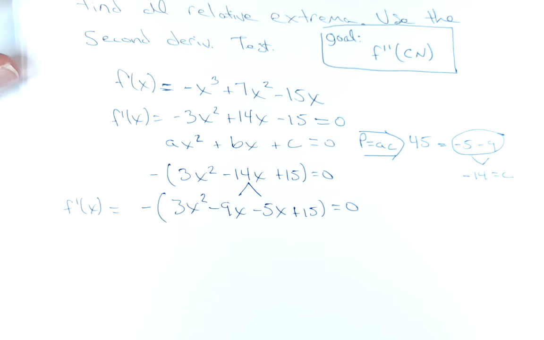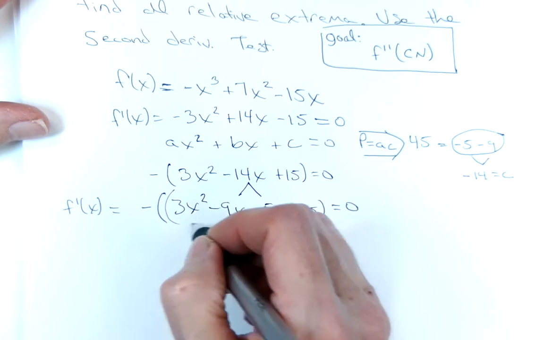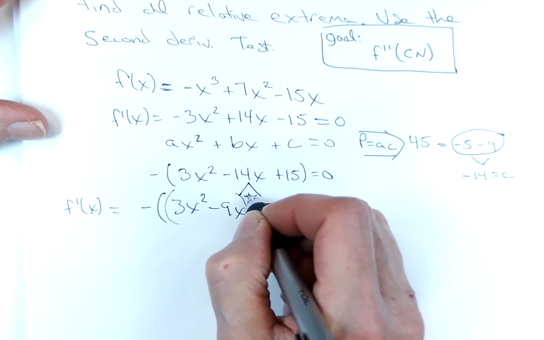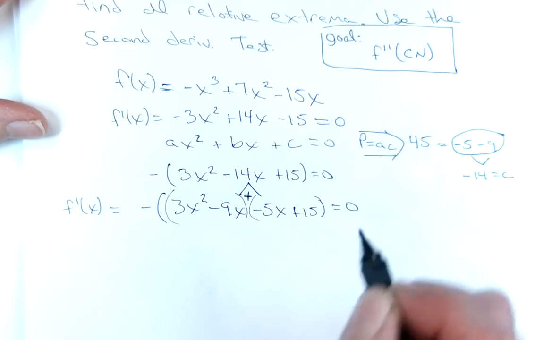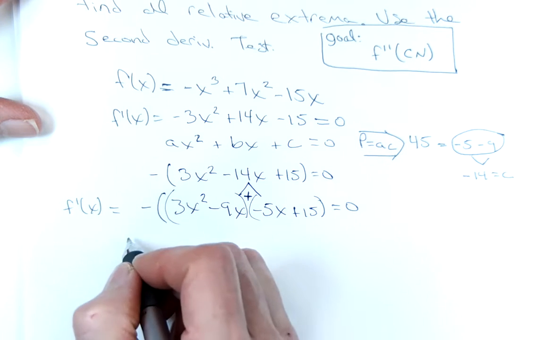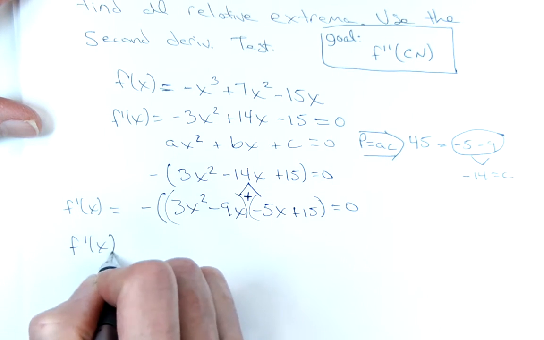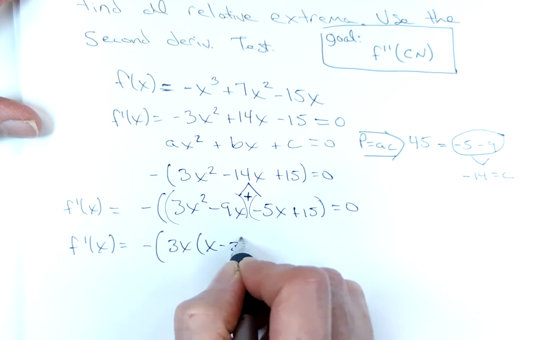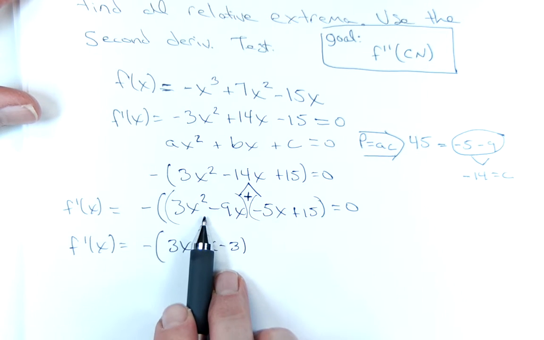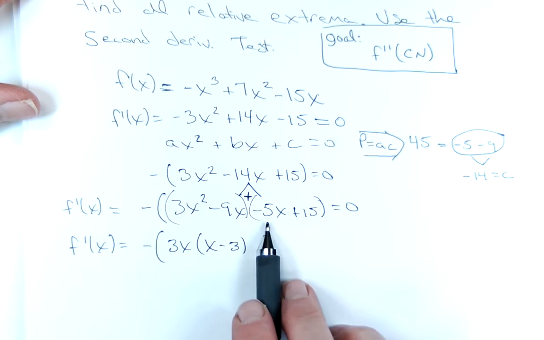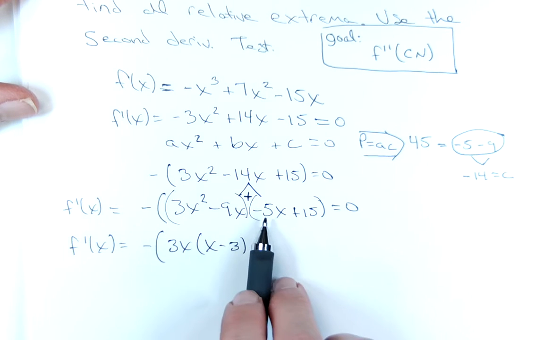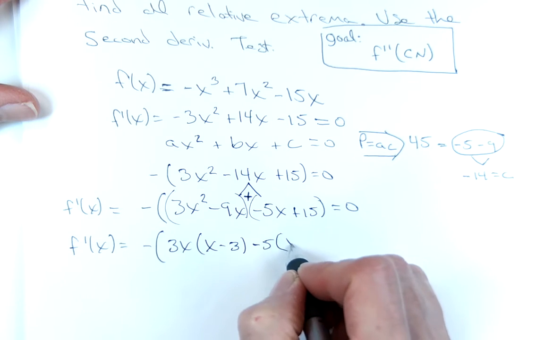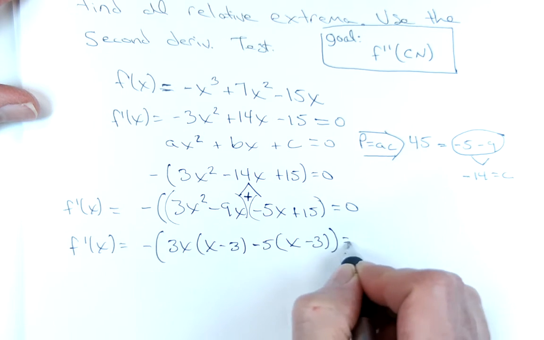And now that I have 4 terms, I can factor by grouping. So I'm going to group the first 2 terms, and I'm going to group the second 2 terms, and I'll just put a plus in there to make it not look like it's multiplication, because it's not. So we have f prime of x equals negative 3x times x minus 3, taking out the greatest common factor from the first 2 terms. And now I'll do the same thing, take out the greatest common factor from the second 2 terms, and we'll take out a negative 5. Minus 5 times x minus 3 equals 0.